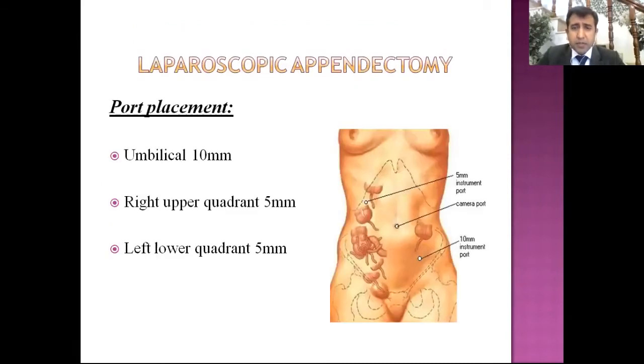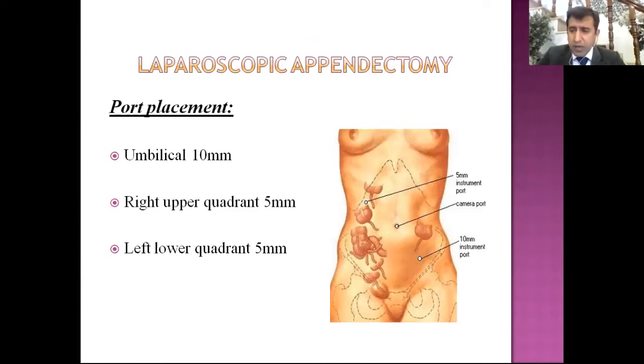Laparoscopic appendectomy port site: the port site is variable. I have seen different surgeons place ports in different ways, and different books mention it in different ways. So I am telling you here how I do it, and how it's an easy procedure. The umbilical port is for the camera, which is usually 10 mm. You can use 5 mm if your telescope is 5 mm. Otherwise, usually a 10 mm telescope is used and the umbilicus is used for the camera.